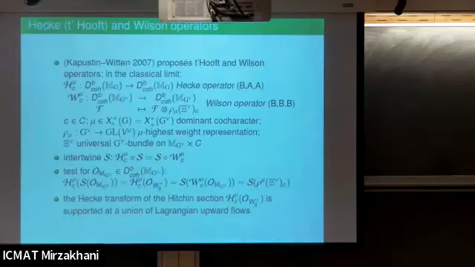W0 plus was the Hitchin section, right? This you will see. This will be the Hitchin section. It will be a very particular upward flow, which will be the Hitchin section. And this is the structure sheaf of the Hitchin section. And we will start to do Hecke transformations today.